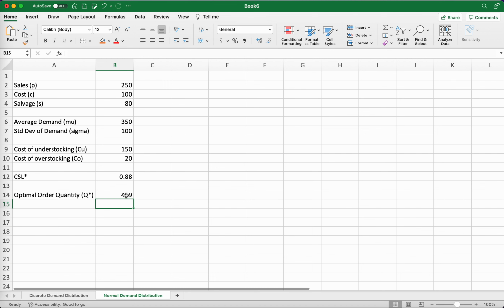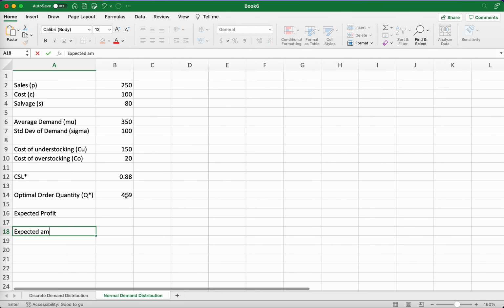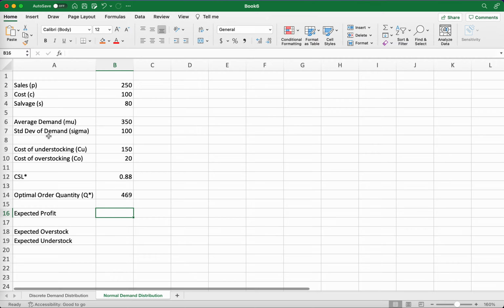So apart from the optimal order quantity, you also want to find out what the expected profit is. And I also want to calculate the expected overstock and expected understock. So how many items do you expect to overstock by and how many items do you expect to understock by? But let's begin with the profit, right?